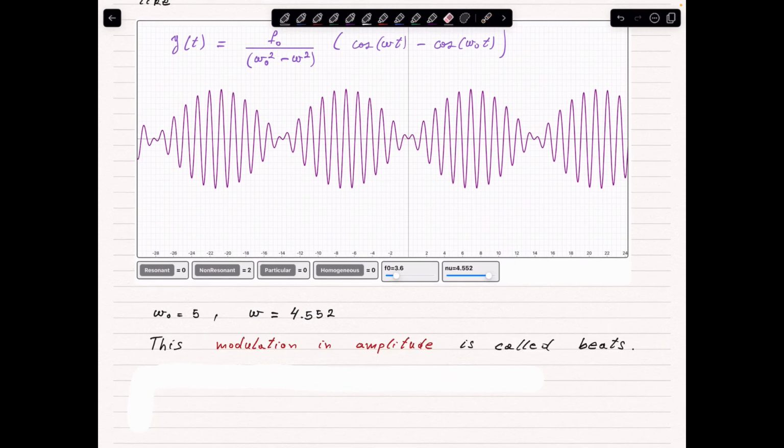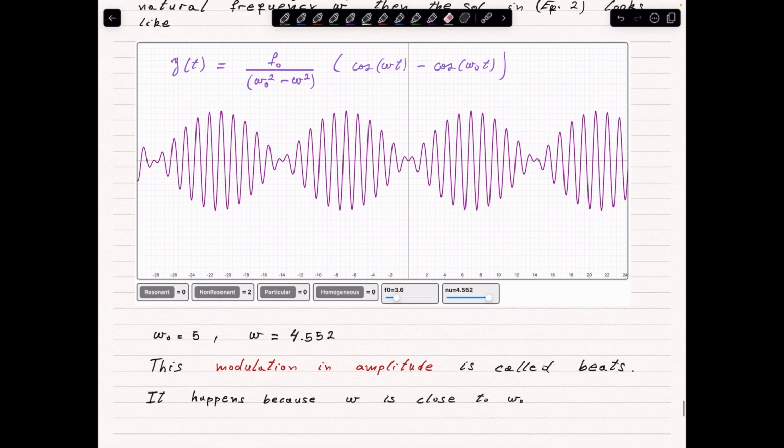This modulation in amplitude happens when omega is close to omega 0. So now we are going to go to the program where we did this picture, and we are going to go into a little bit more detail on why this happens.